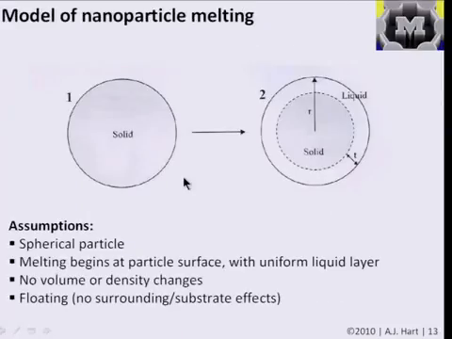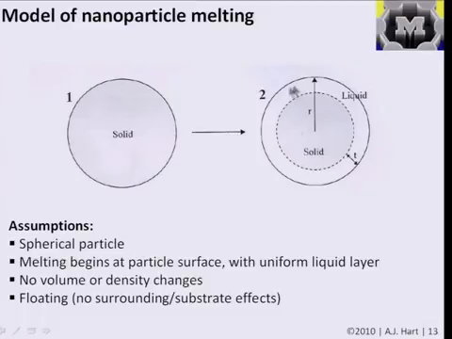So what we're going to do is develop a very simple model that has a bunch of assumptions to consider the temperature at which a small sphere of material would melt. And before we start doing the math, I want to mention 4 specific assumptions we're going to make. We're going to assume that we're starting with a spherical particle, so it's always round.